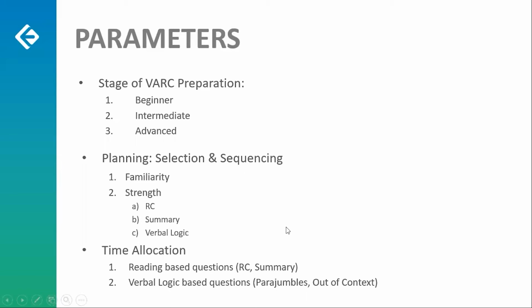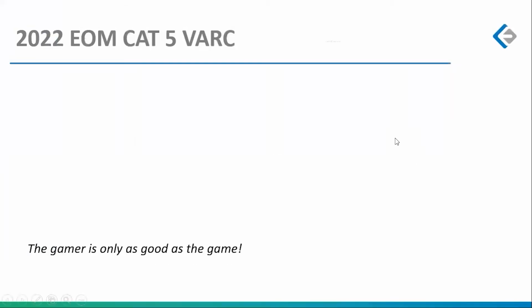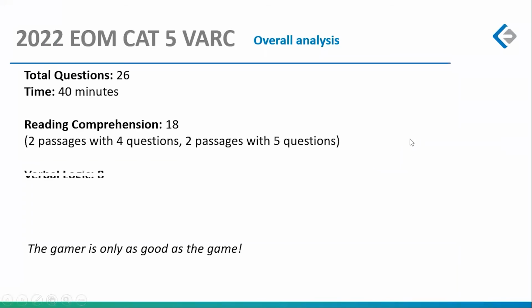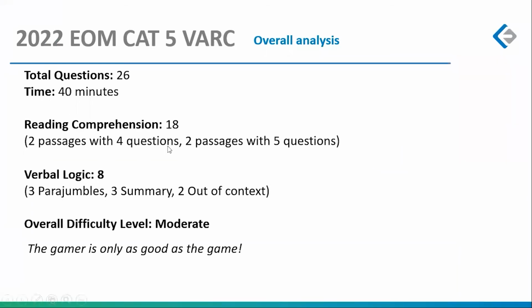Again, so many of you have not been taught verbal logic yet, which means more or less in this particular paper, just like a lot of previous papers, your strength still remains reading comprehension, and maybe you can try summaries because we did teach you summaries at some point. And then finally, time allocation. How much do you give to reading comprehension and summaries, and how much do you give to the verbal logic questions?